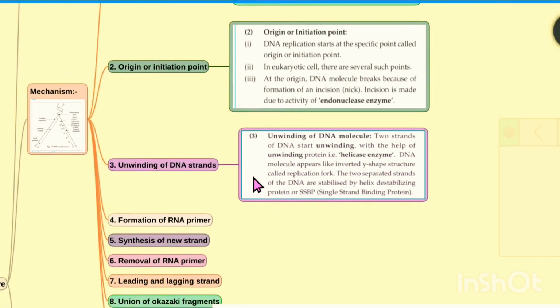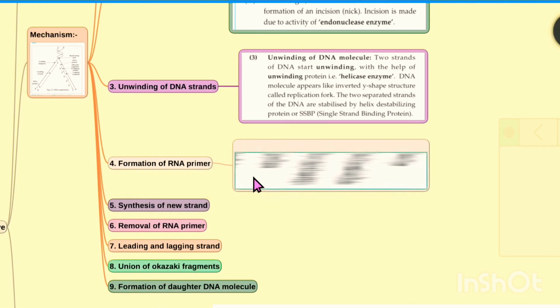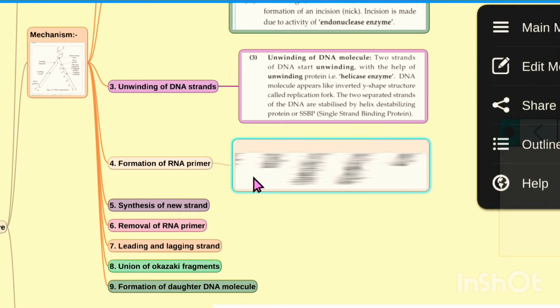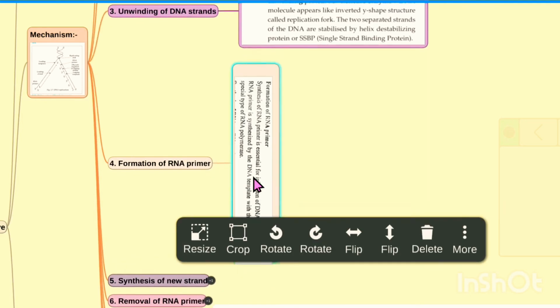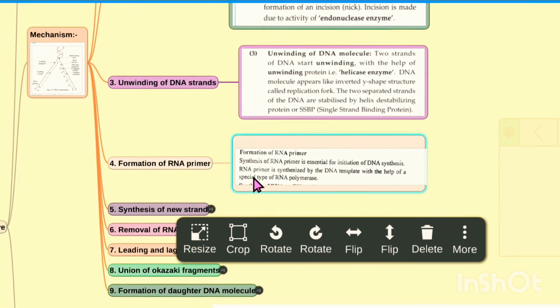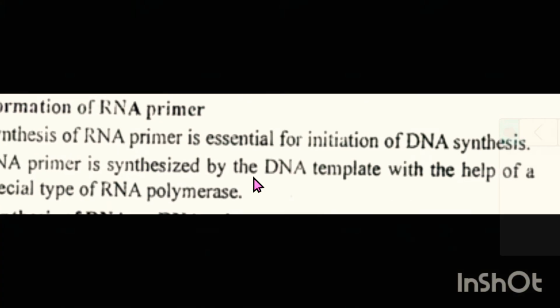We'll move to the next, the formation of the RNA primer. This is inverted. Rotate it. Okay, that is visible now. See the formation of the RNA primer. The synthesis of the RNA primer is essential for the initiation of the DNA synthesis. This is most important sentence.